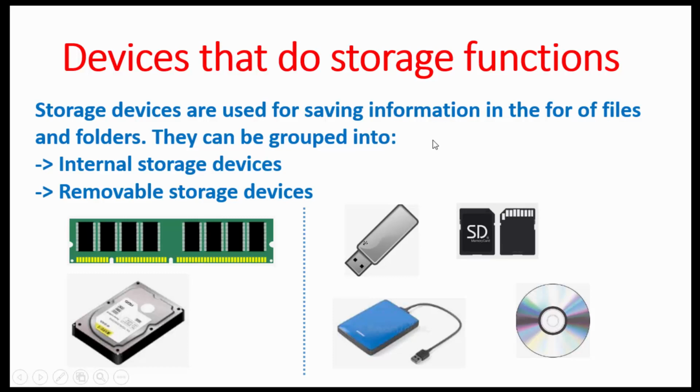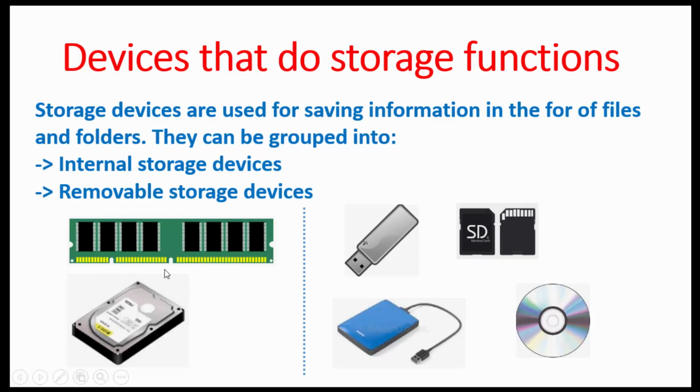Devices which save our information such as files and folders, they are called storage devices. And we have two examples or two groups. We have the internal storage devices. These ones are inside the CPU box. And here you can see I have what we call a memory card. This memory card is a storage device inside the CPU.